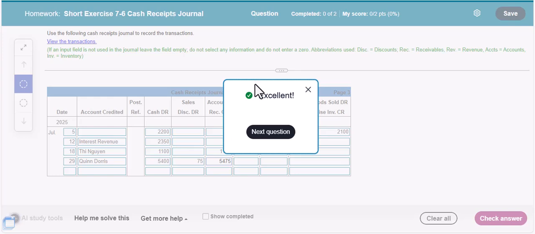Excellent. All right, so in the next problem, we're going to take the same cash receipts journal and we will post all of this information to the ledger and then the AR subledger.